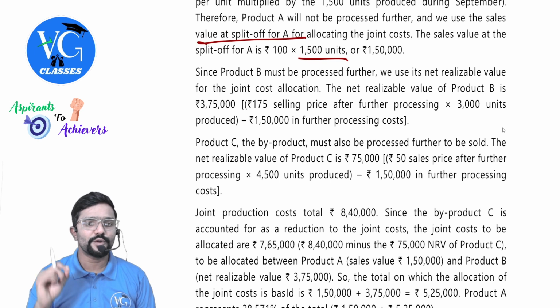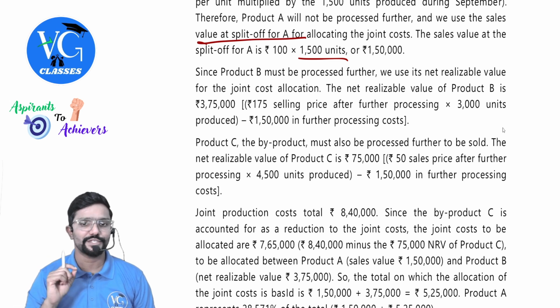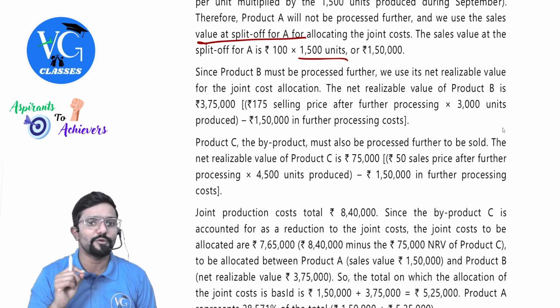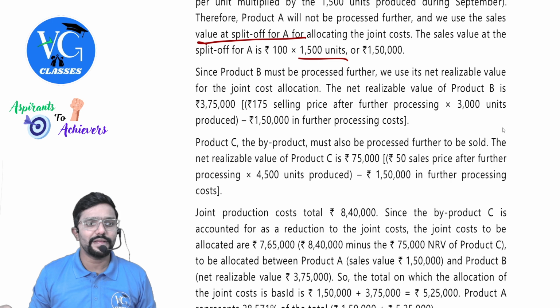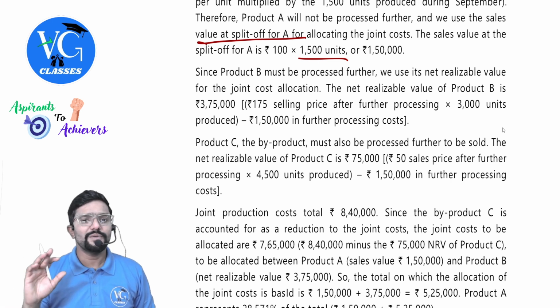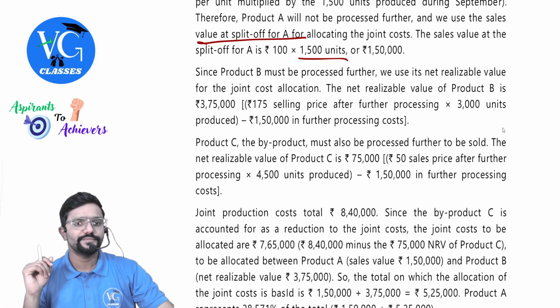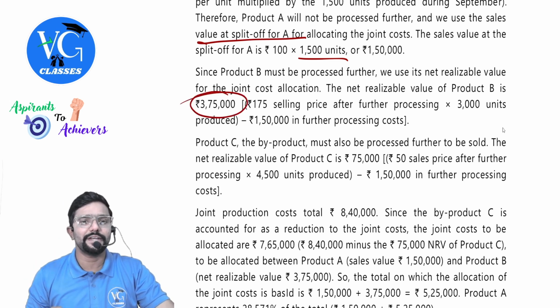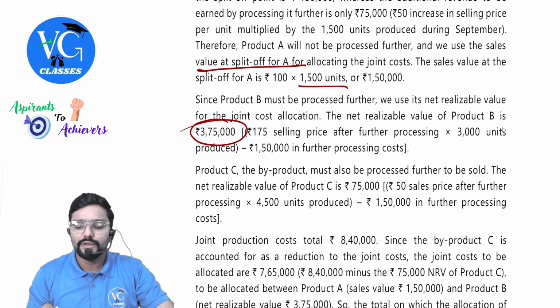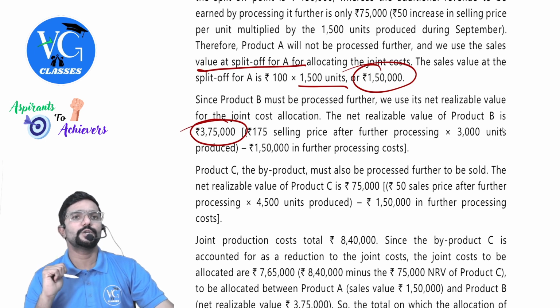Since product B must be processed further, we use this net realizable value for the joint cost allocation. The net realizable value of product B is how much? 175 into 3000 units, that is 5 lakh 25,000, minus 1 lakh 50,000 further processing cost. What is the net realizable value of product B? 375. What is the net realizable value of product A? 1,50,000.